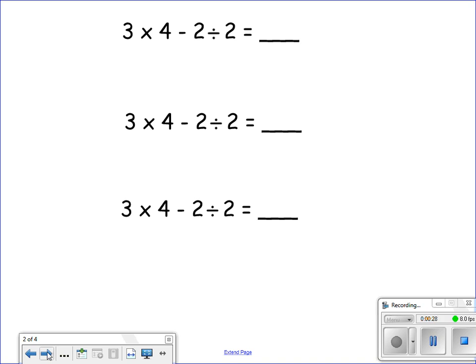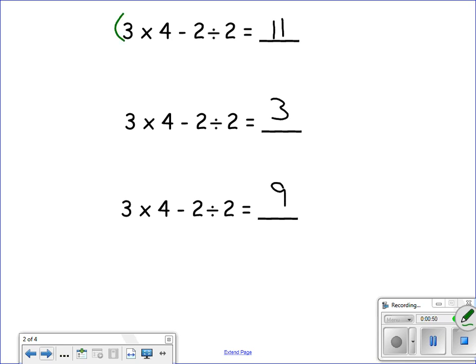So if I want to get 11 for an answer for this first one, 3 for an answer for the second one, and 9 for an answer for the third one, I have to insert the parentheses so I can get these answers. Because whatever I have in parentheses is what I have to do first. So how am I going to do this?